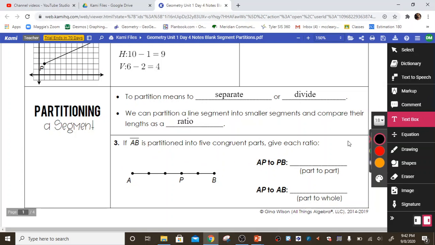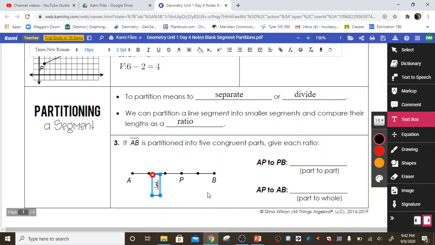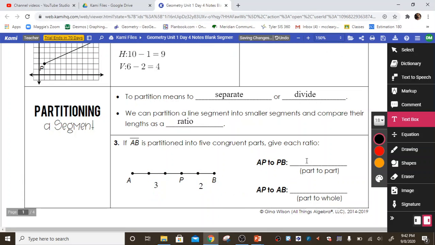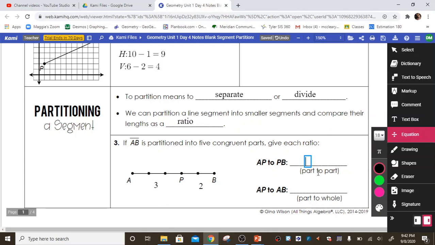So if we look here, we can see that AP is 3 units long, and PB is 2 units long. So our ratio of AP to PB is just that. It is 3 to 2. So that's our part-to-part ratio.